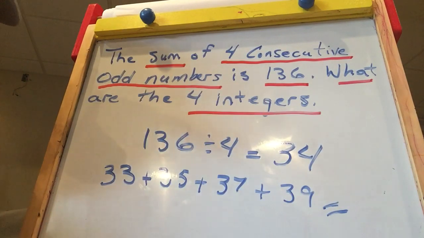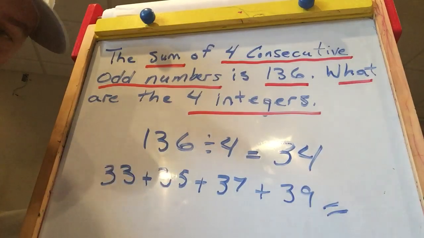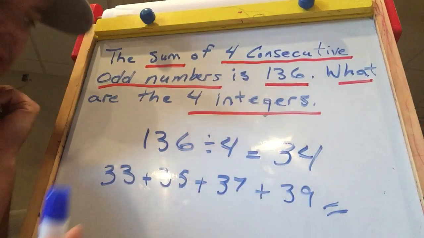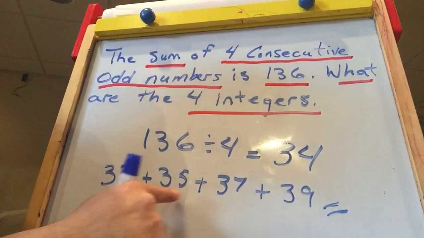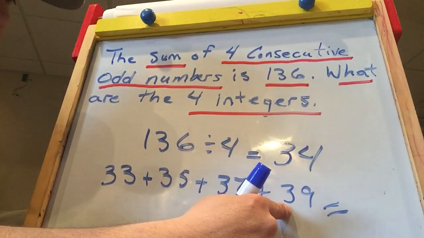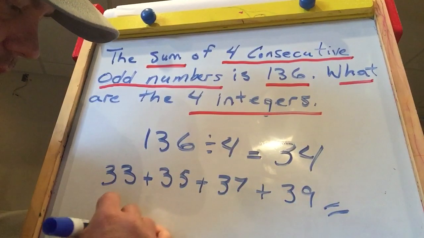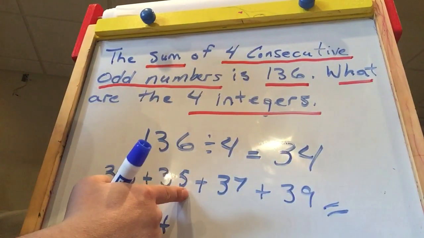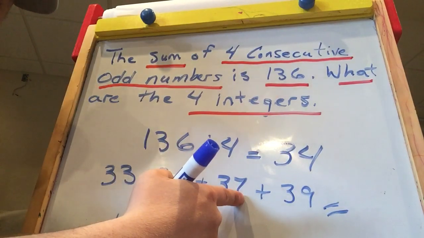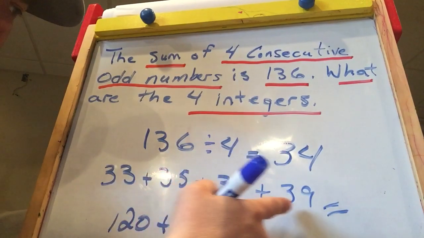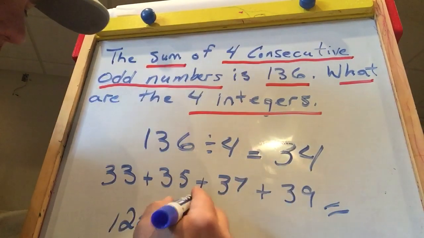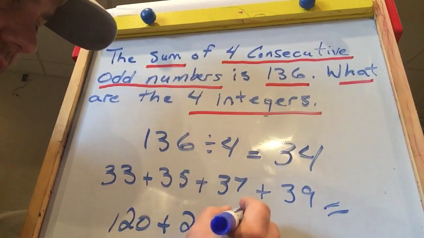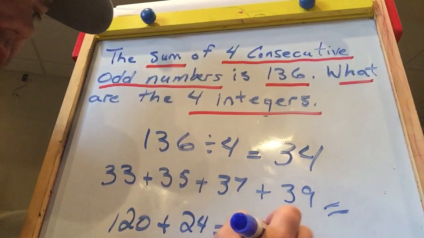I'm going to use mental math for this. I'm going to add my tens together first, then add my ones and combine them. So 30, 60, 90, 120. It's 120. And then I'll add up my ones. 3 plus 5 is 8, plus 7 is 15, plus 9 is 24. And when I add all those numbers together, I end up with 144.